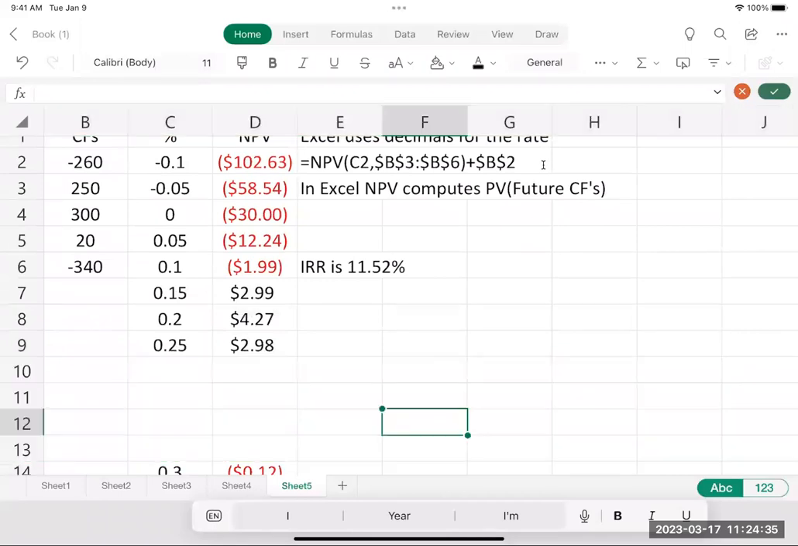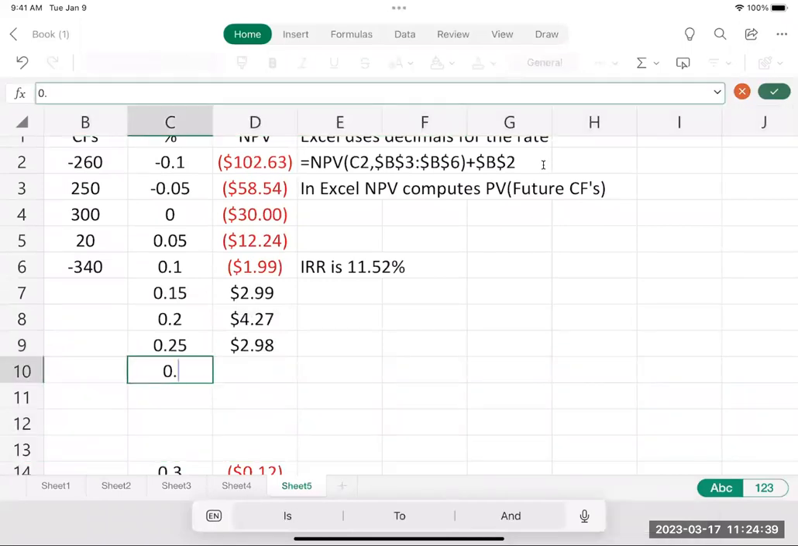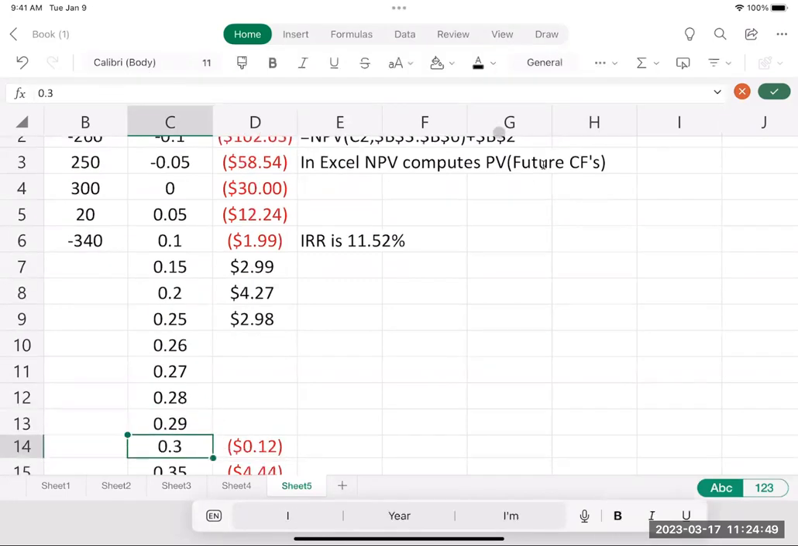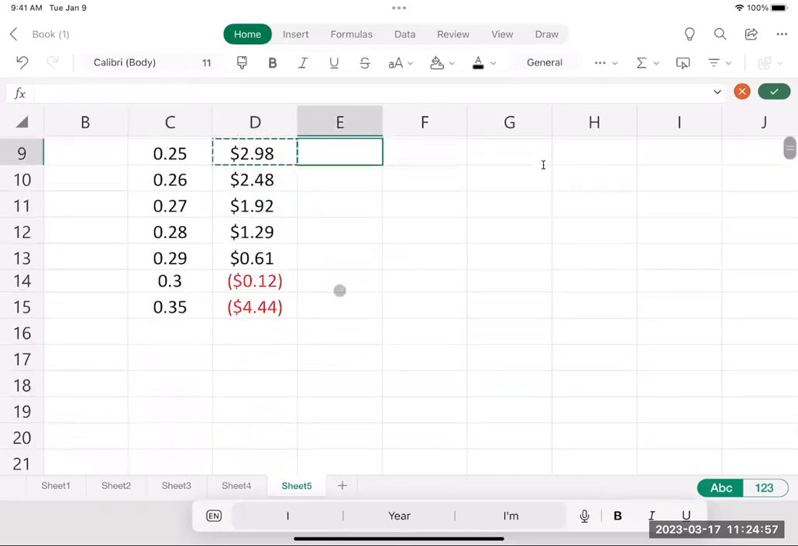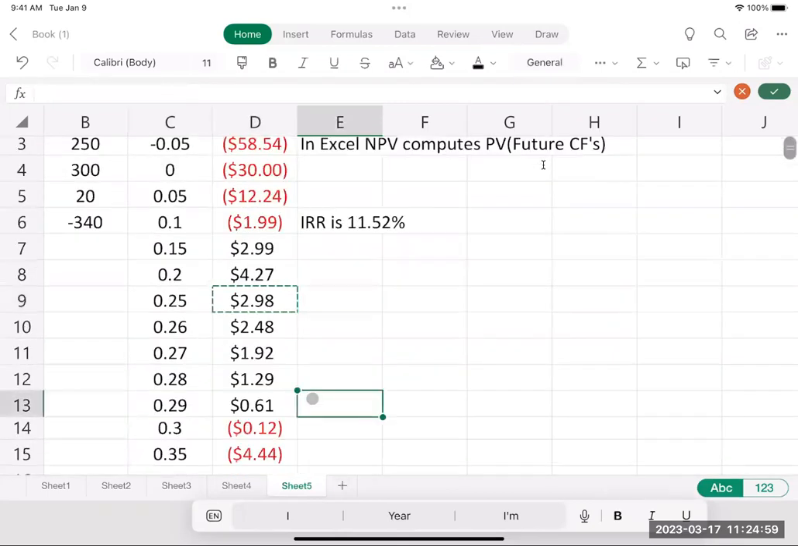Insert some rows and then just do 0.26, 0.27, 0.28. Once you figure out how to use it, it's quite good. 0.29, and then copy the formula all the way down. So it looks like it's between 29 and 30%.